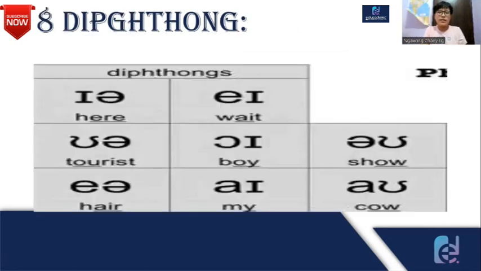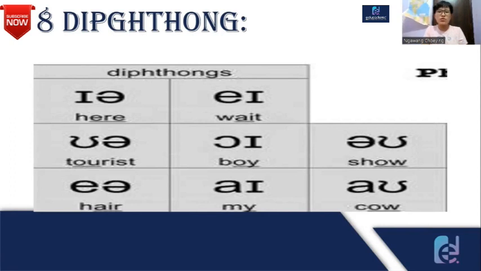Okay. Now it's diphthongs. There are 8 diphthongs. So the first one is E and schwa. Here, we say here, right? Come here. Then comes the A and E sound, right? Wait. Then comes the U sound with the schwa at the end. Tourist, right?